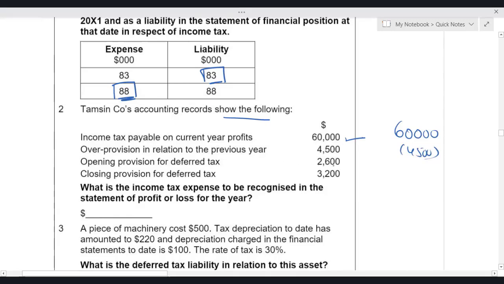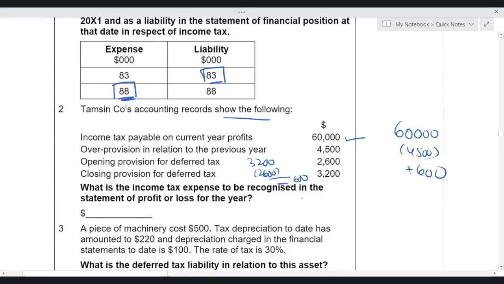Opening deferred tax liability is 2,600, closing is 3,200. So basically, closing is 3,200 and opening is 2,600. There's an increase of 600. This increase is representing the deferred tax expense, and deferred tax expense increases the income tax expense. Since closing deferred tax liability is more than the opening liability, there is an increase in the liability by 600, and this 600 will increase income tax expense.